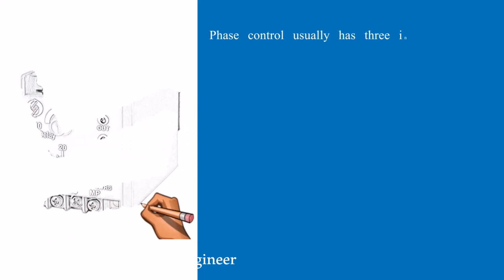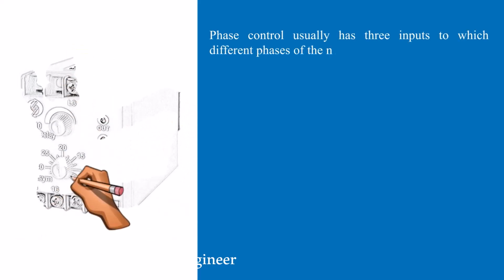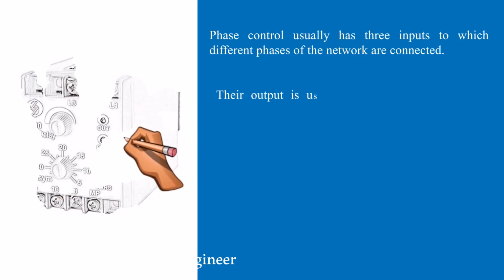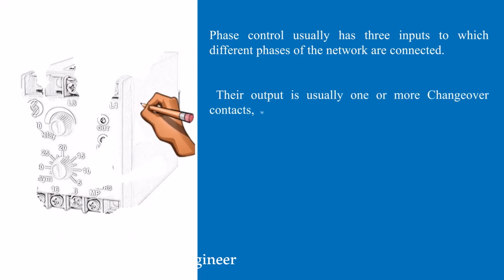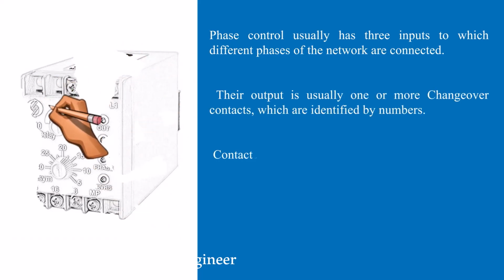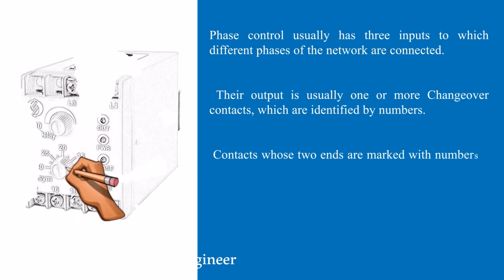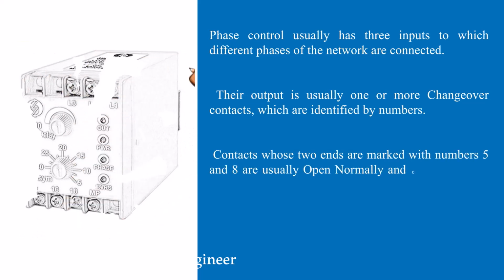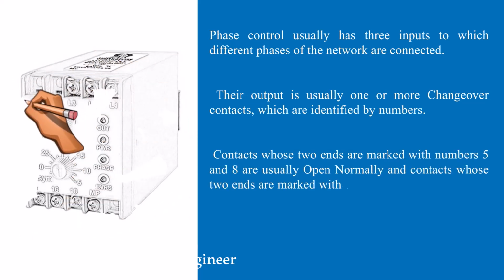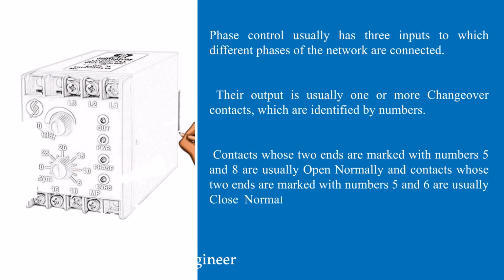Phase control usually has three inputs to which different phases of the network are connected. Their output is usually one or more changeover contacts, which are identified by numbers. Contacts whose two ends are marked with numbers 5 and 8 are usually normally open, and contacts whose two ends are marked with numbers 5 and 6 are usually normally closed.